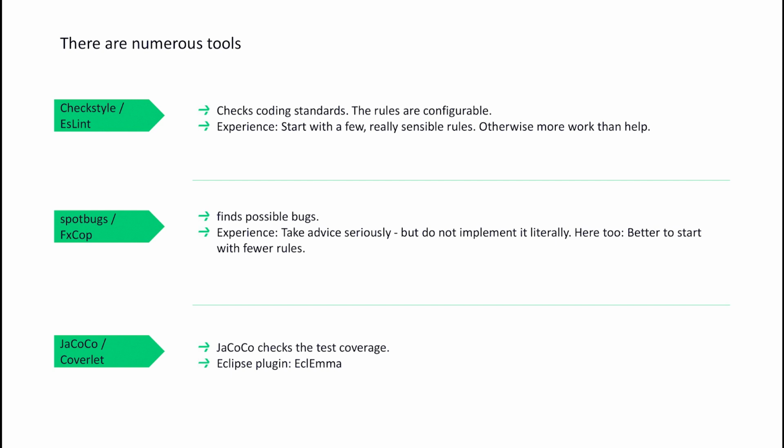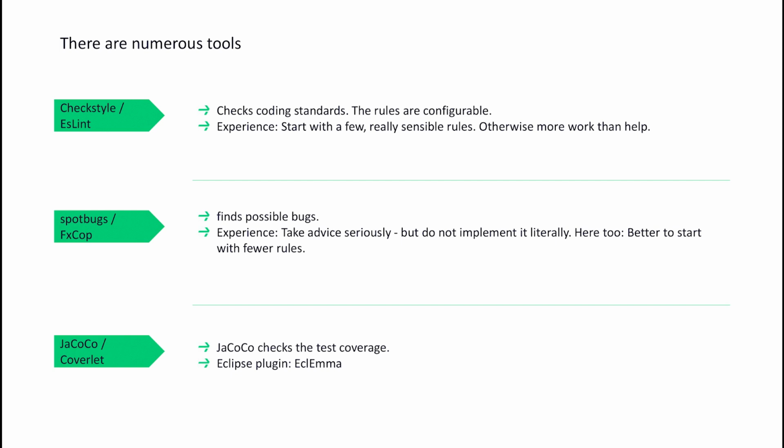There are numerous tools for using static code analysis. CheckStyle is a tool to automatically check the code style of Java source code. ESLint is a counterpart for JavaScript and TypeScript code. The rules according to which this check is carried out are configurable. Experience has shown that you should start with just a few really useful rules. Otherwise, you have more work to do to make the tool happy than it brings added value.